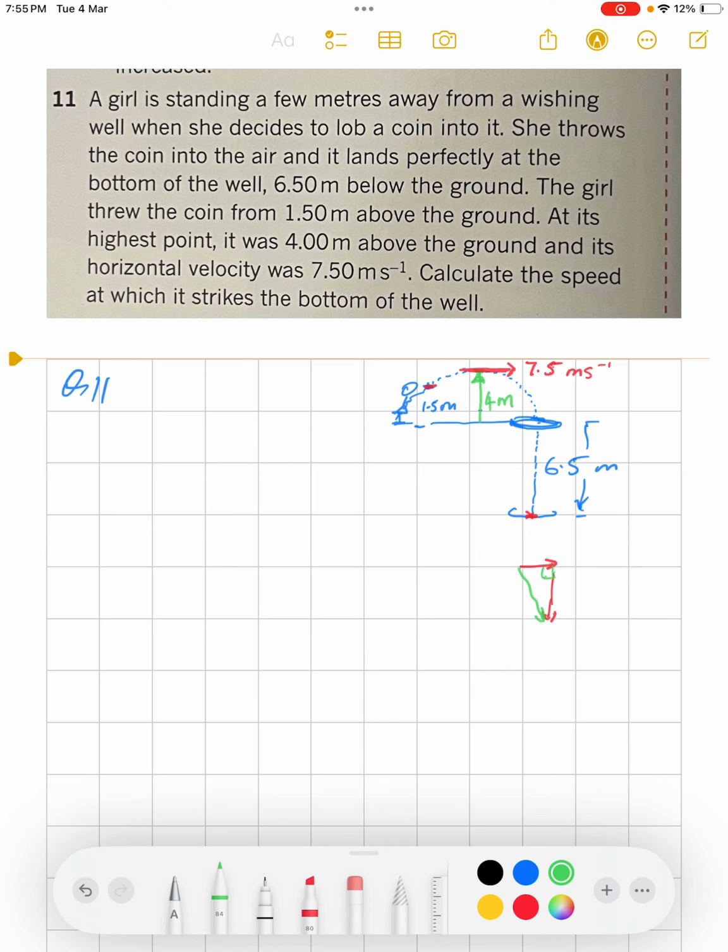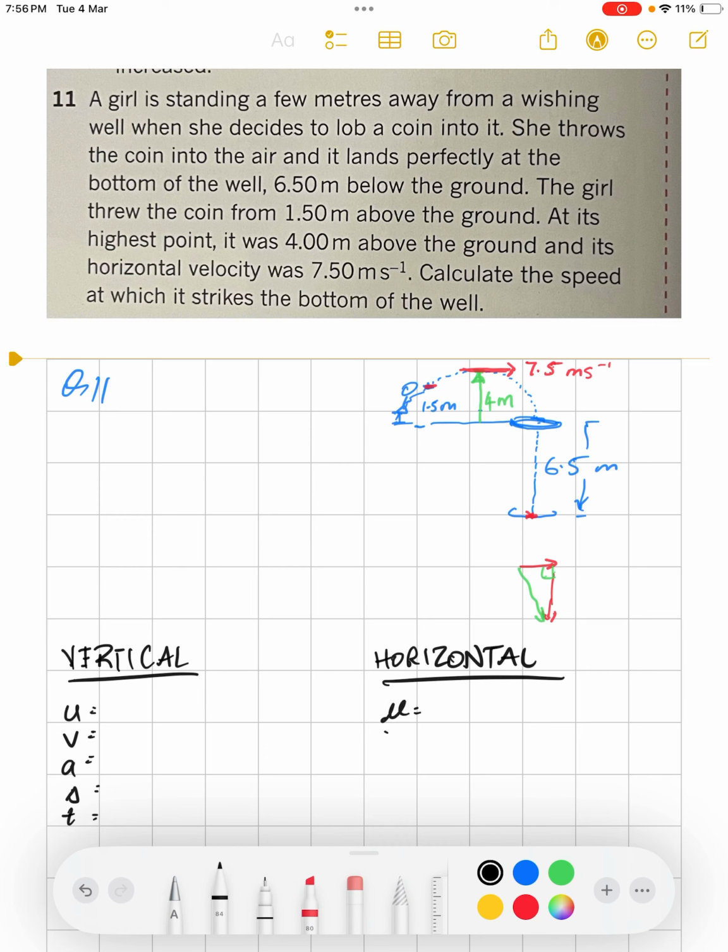So let's see what we've got. I like putting the two columns, the vertical component and the horizontal component, and UVAST, and let's see what we've got.